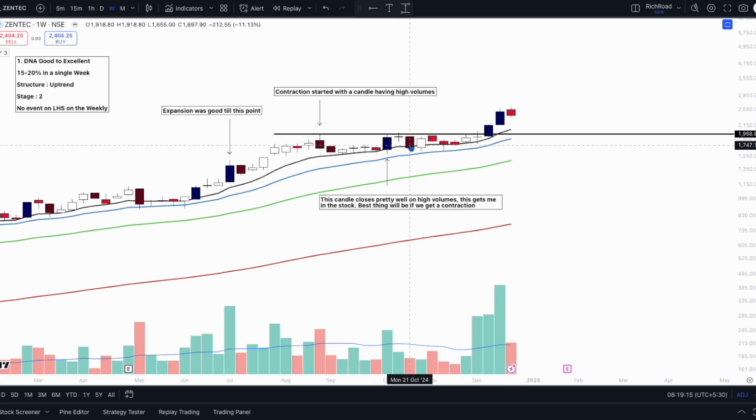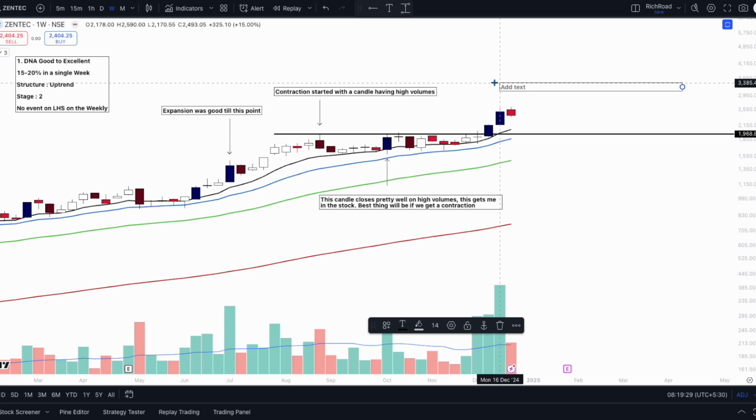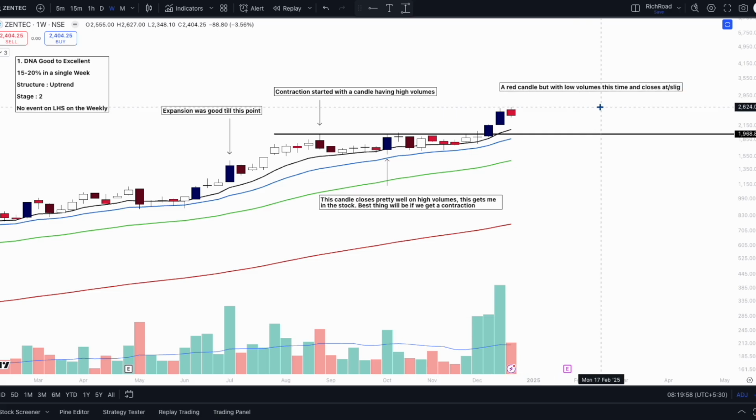Now let's move ahead and see. Then the very next week, you had an 11% down candle coming from this region only, but the volumes are drastically low. The volumes are drastically low here. So you will take note of this. It's a red candle, clearly visible, distinguishable, a different kind of red candle, but with low volumes this time, coming from the same region where the contraction started, and closes at or slightly below the 10 moving average.